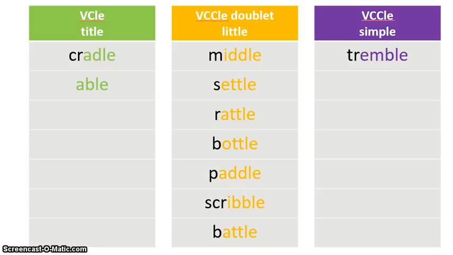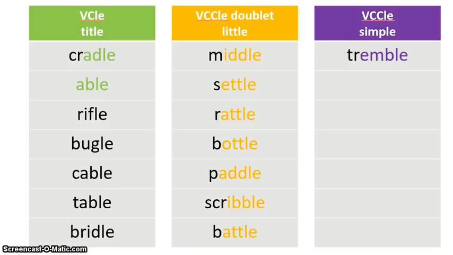Now what I want you to do is find the rest of the words that go into that green column. Remember, you're not looking for two consonants together. You're looking for a single consonant followed by the LE. So it's a vowel, consonant, LE pattern. So whenever you're ready, you can start the video up again. Okay, you should have found the words rifle, bugle, cable, table, and bridle. You found those words because you recognize the vowel, consonant, LE pattern.